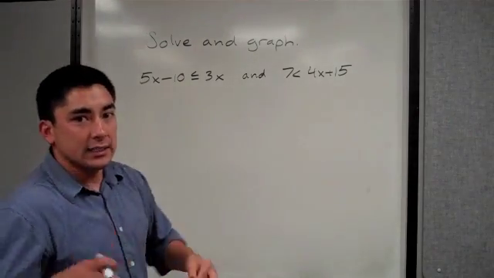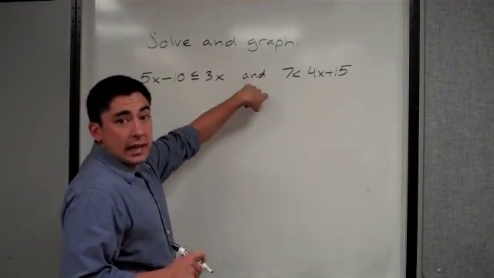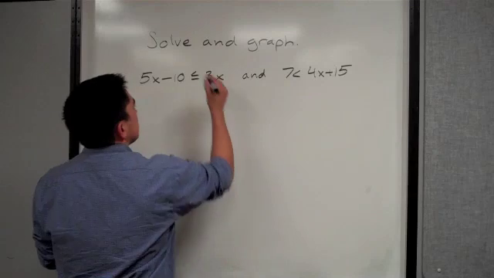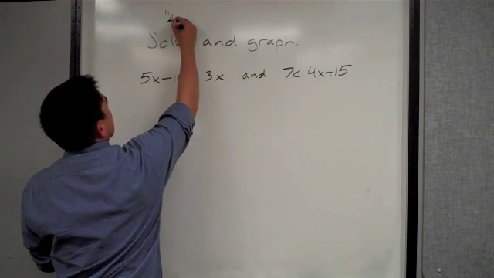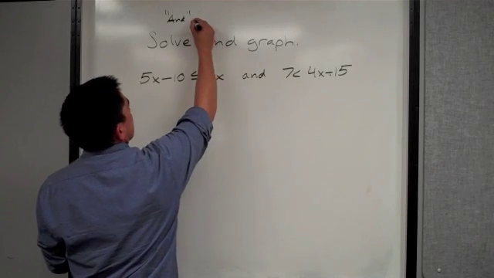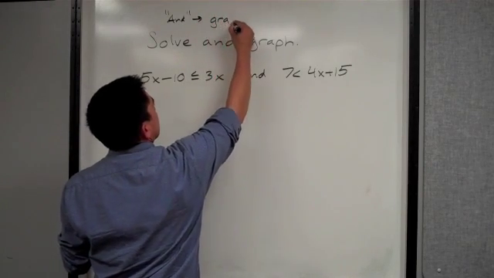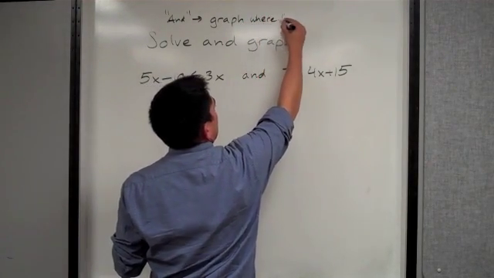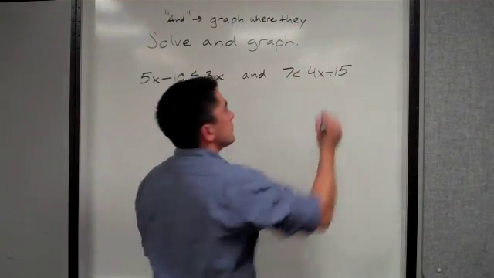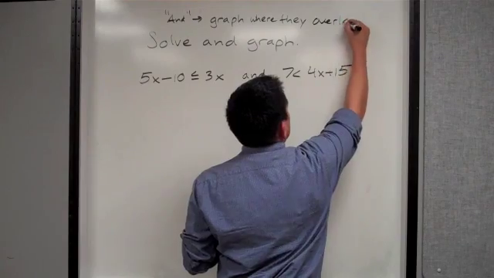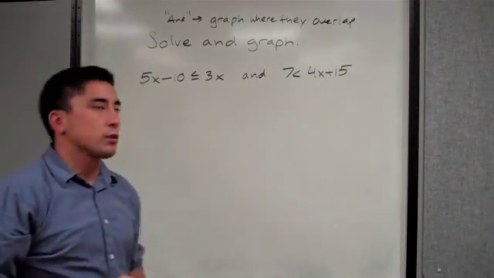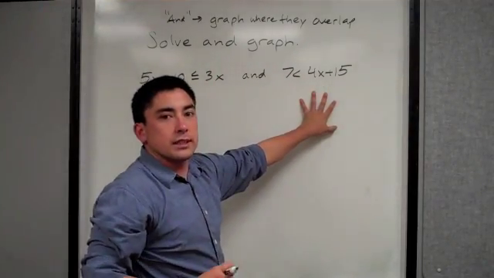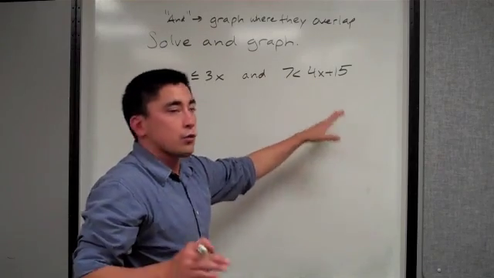And the thing about an and inequality, what we're going to be doing with an and inequality, okay, I don't even know where to write this, and, okay, means graph where they overlap. Graph where they overlap. So we're going to solve for x here, and figure out where both these graphs overlap.